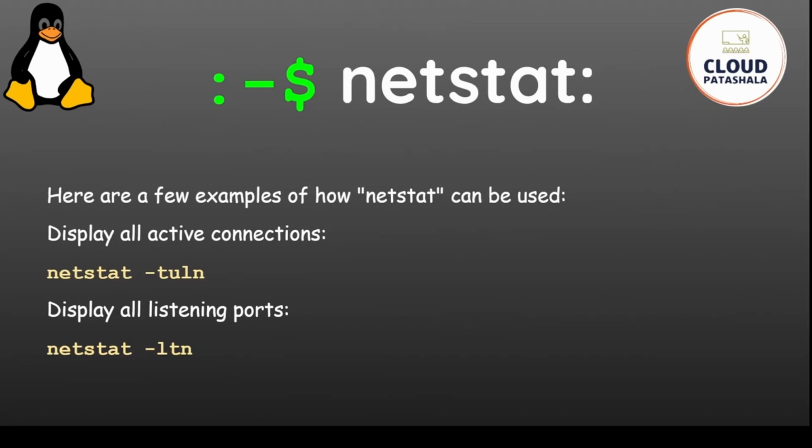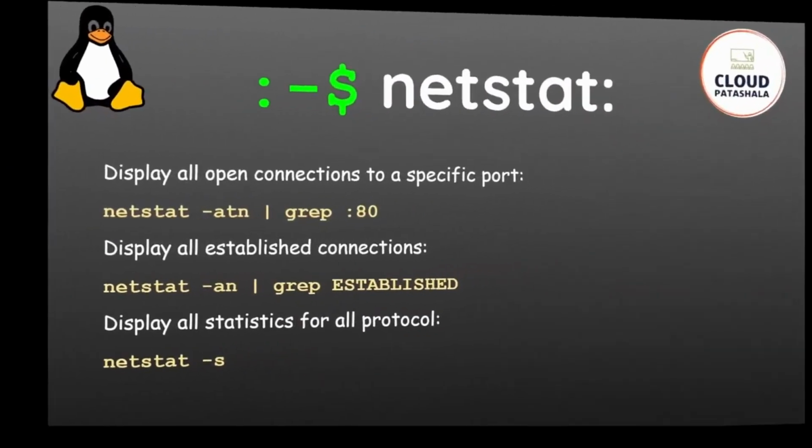You could say netstat -tuln, which would display all the active connections that are there in the system. If you want to display all the listening ports that are there on the server, you could say netstat -ltn, and you would get the list of all the listening ports that are there.